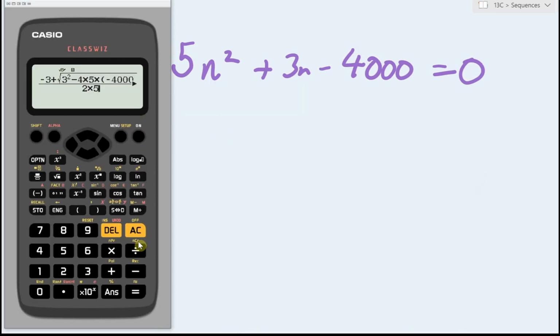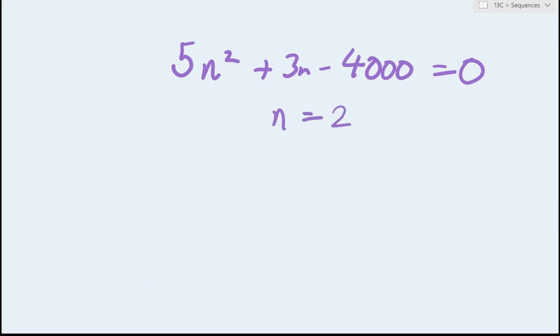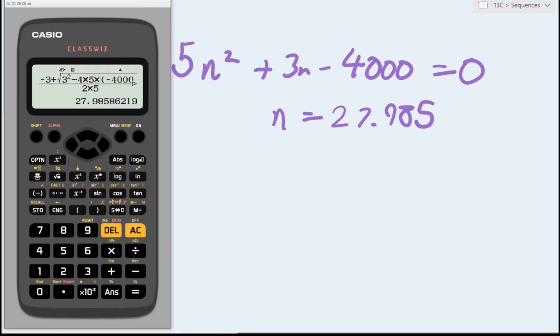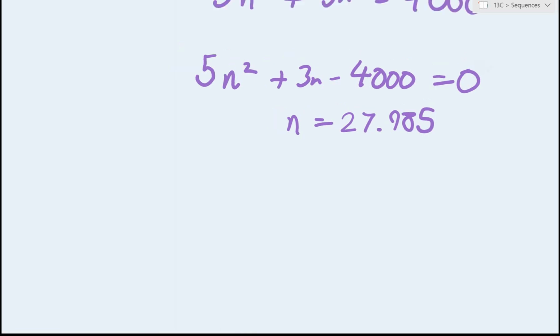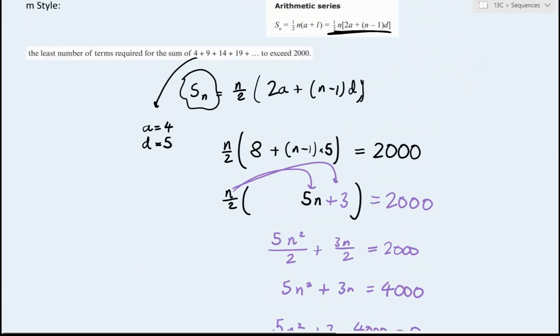Okay, so that's been plugged in. If I solve that, I either get n being 27.98 with a plus, and if I change that plus to a minus, I get minus 28, which of course I can't accept because you don't have a negative term in a sequence, which only goes up. So when I have the 27.98th term, that would equal exactly 2,000.